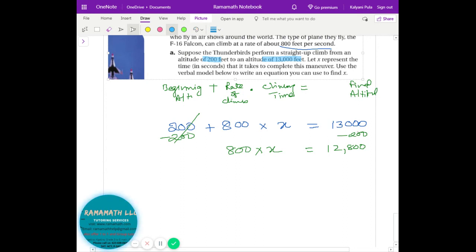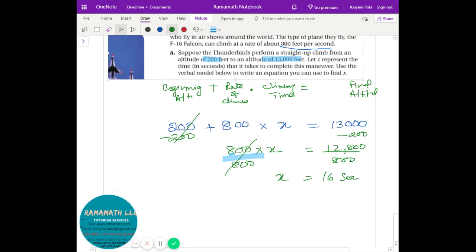So then when you take away that 200, you have 12,800, and then divided by 800. You can cross that out, and then you can get the time on this one. So in 16 seconds, it can go from 200 feet all the way to 13,000 feet. Not even half a minute. Watch this. So they're super fast.